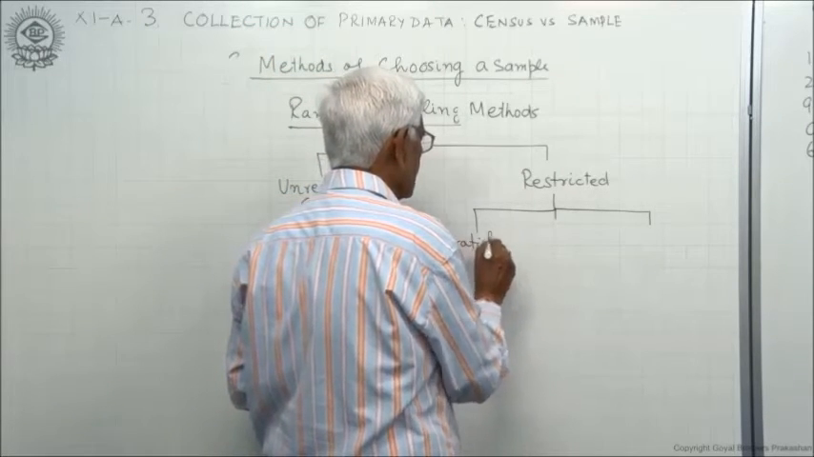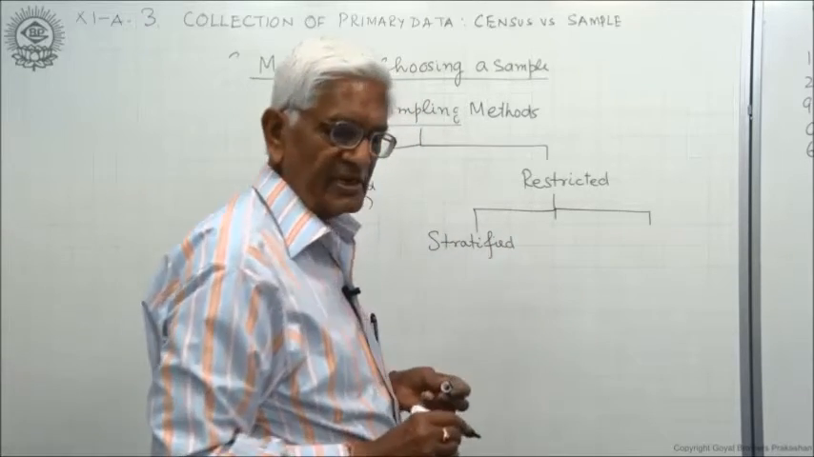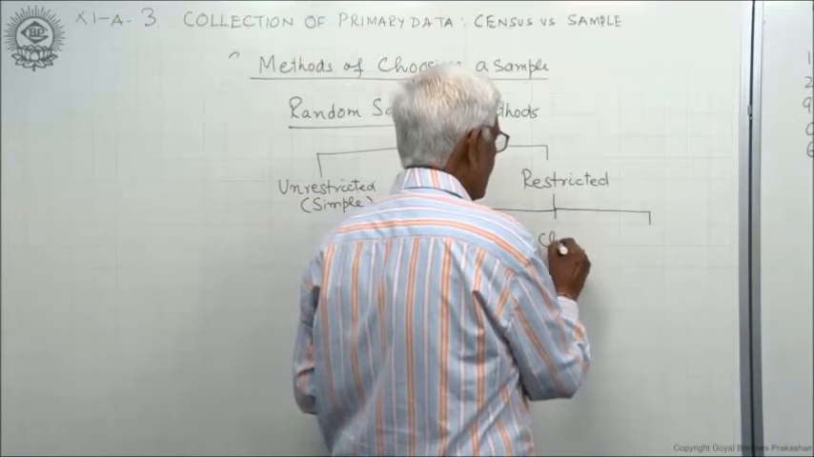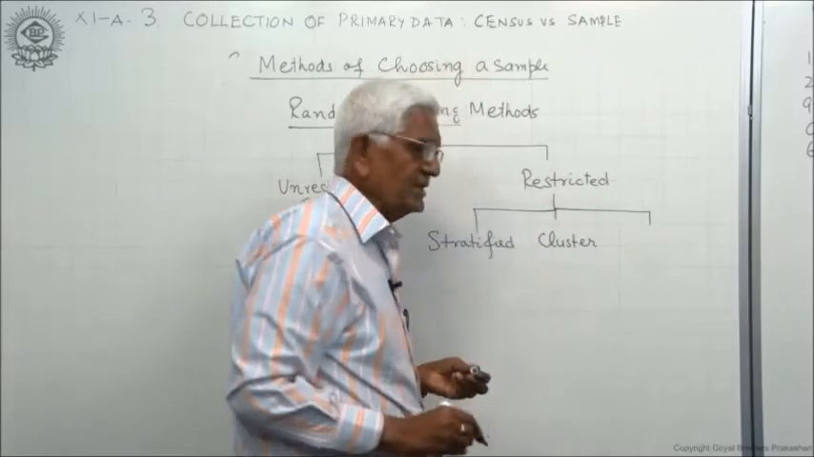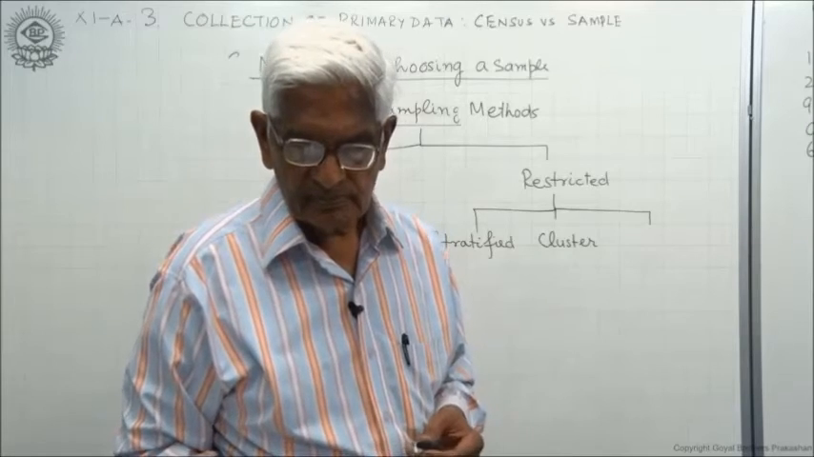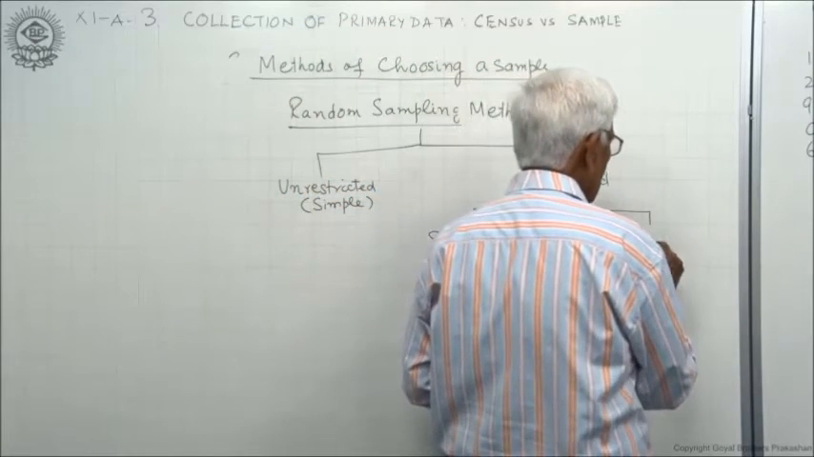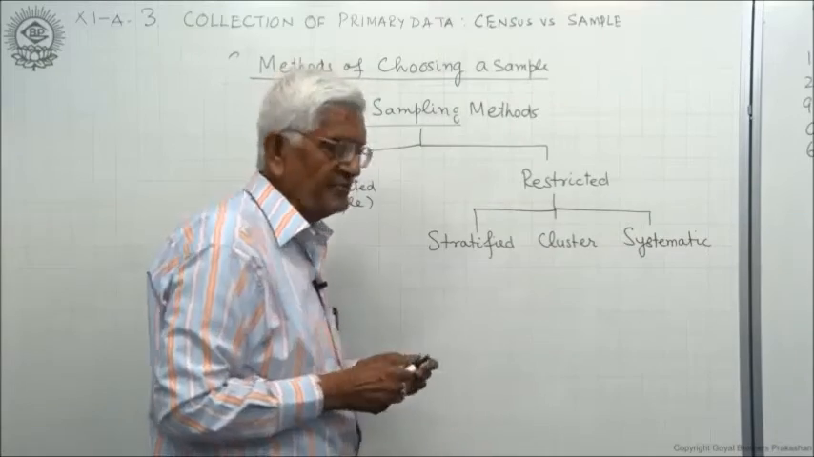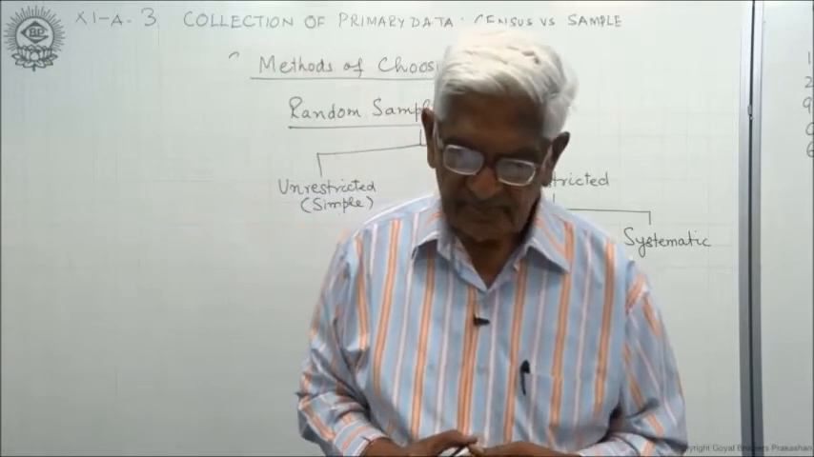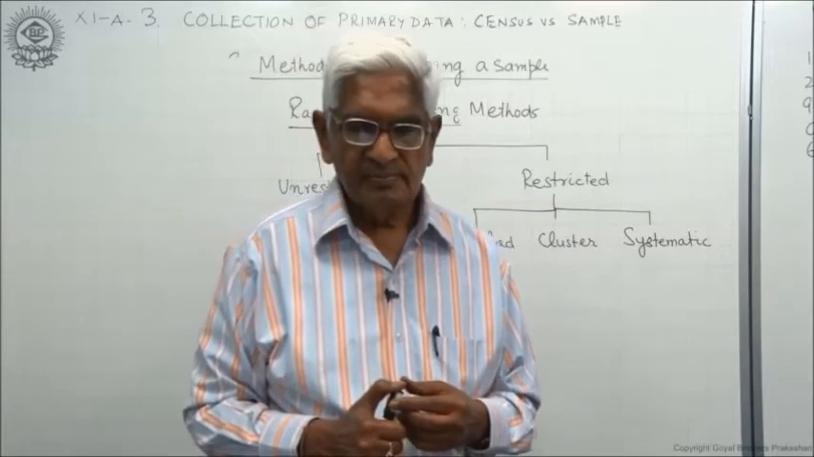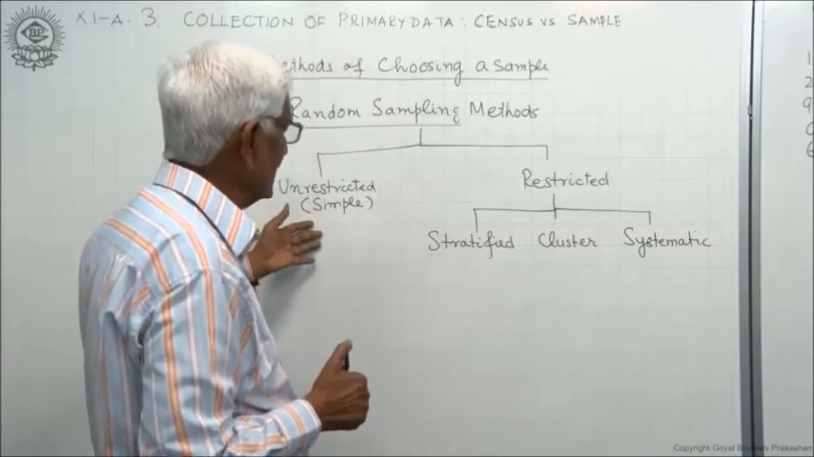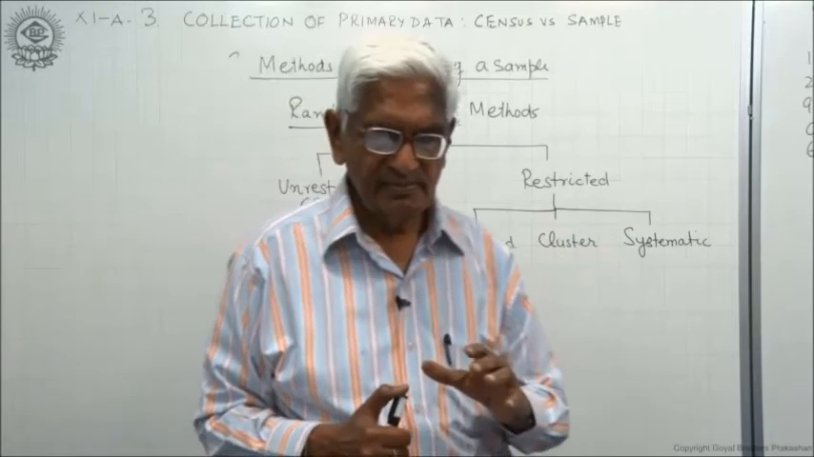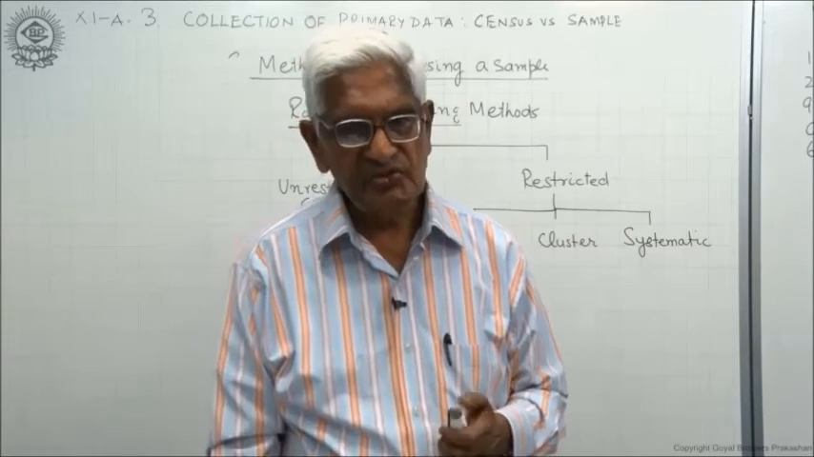Stratified, cluster, and systematic. So broadly then, we have unrestricted, stratified, cluster, and systematic. Let us now explain each separately.